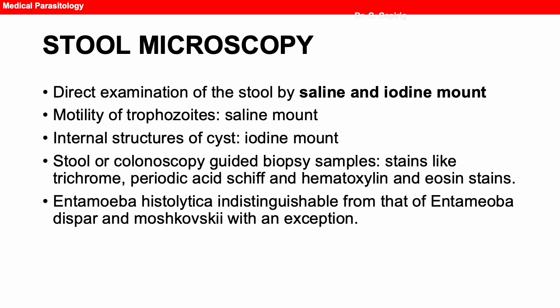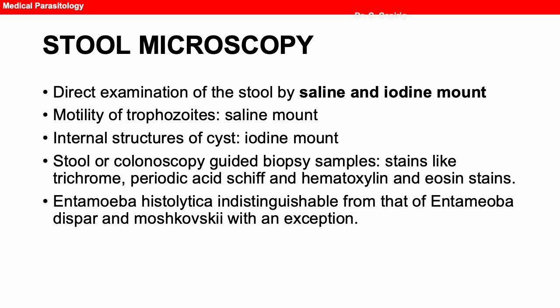We can detect the trophozoites and cysts through direct microscopy, by direct examination of the stool by saline and iodine mount. If you want to check for the motility of the trophozoite, then you have to perform a saline mount. If you want to check the internal structure of the cyst, the best way is to perform an iodine mount. For stool or colonoscopy-guided biopsy samples, you can use stains like trichrome, periodic acid-Schiff, and hematoxylin and eosin for biopsy and histologic analysis.